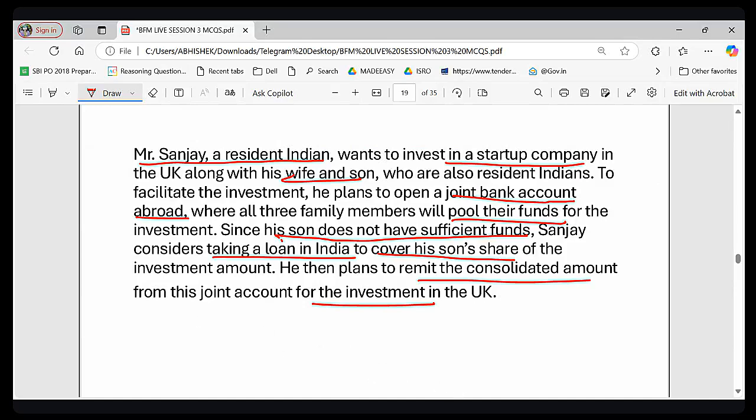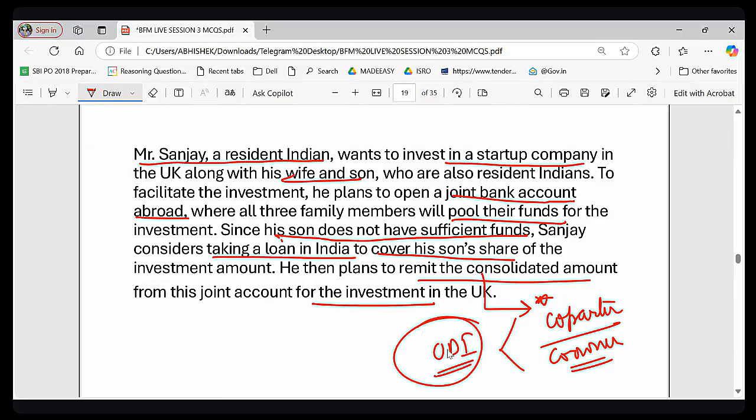So can they consolidate the amount for remittance? What do you think? Yes or no? Shraddha, two persons are answering yes. Exactly, you are right. The answer is yes. Consolidating remittance of family members is allowed, provided all family members are co-owners or co-partners in the overseas investment. Remember this key point: consolidation is allowed, but there is a condition. They should be co-partners or co-owners in the overseas direct investment, ODI. We are talking about that ODI.